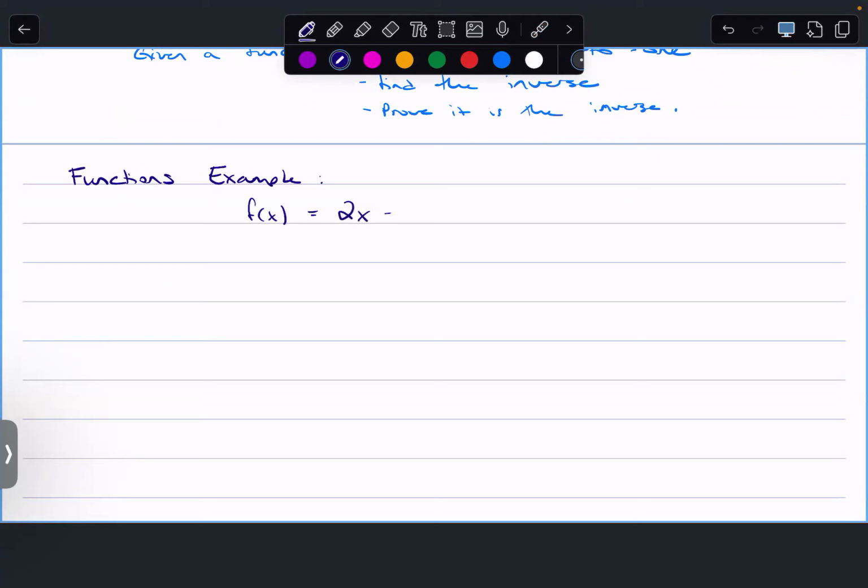2x minus 4 over, let's do a hard one, 3x plus 2. That one's hard. All right. Trying to think if there's a rule. Well, I guess we'll know. If it's one-to-one, we can find the inverse. So let's see if it's one-to-one.